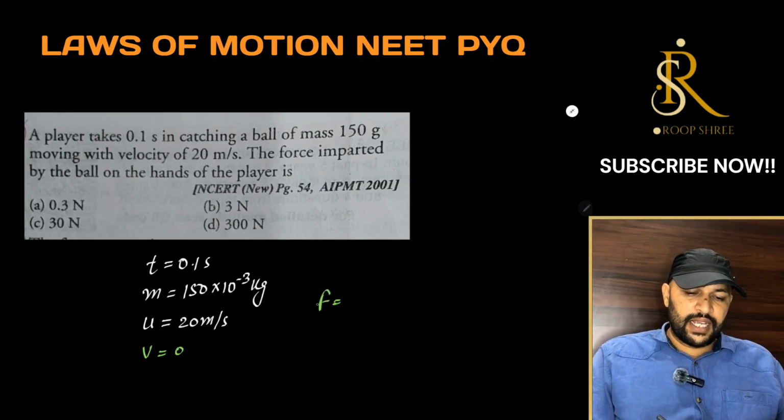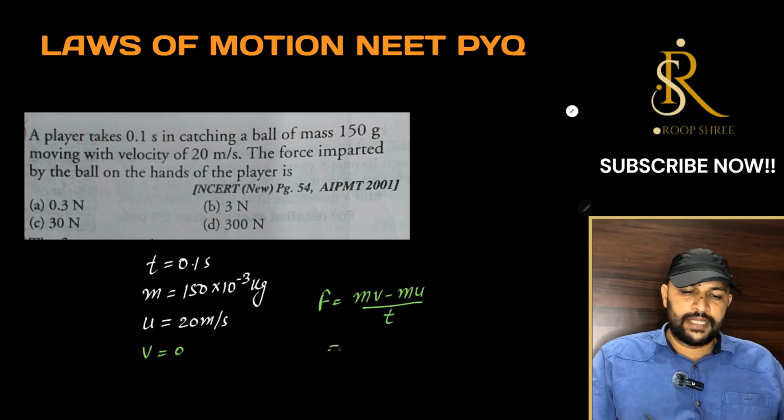So we know that F equals dp by dt, or since here it is not in terms of functions, we can write here final momentum minus initial momentum upon time. So this is mv minus mu upon t, right? So m is how much? Let's take common, 150 into 10 to the power minus 3. Final velocity is 0. So u will be how much? Minus 20, and time is 0.1, right?